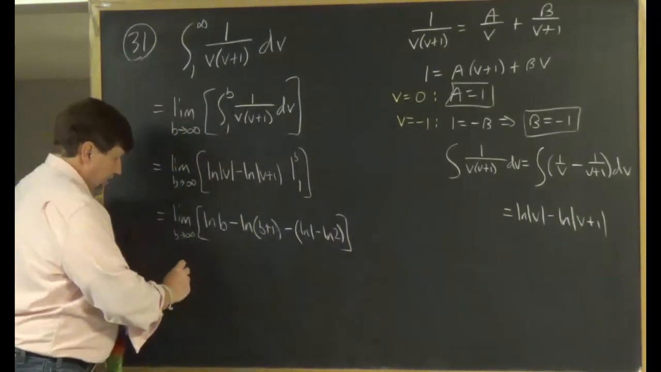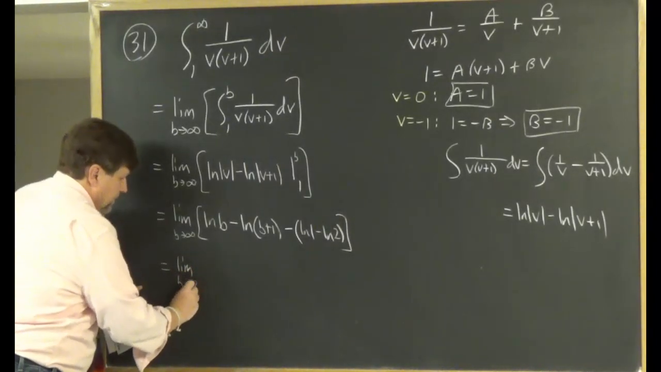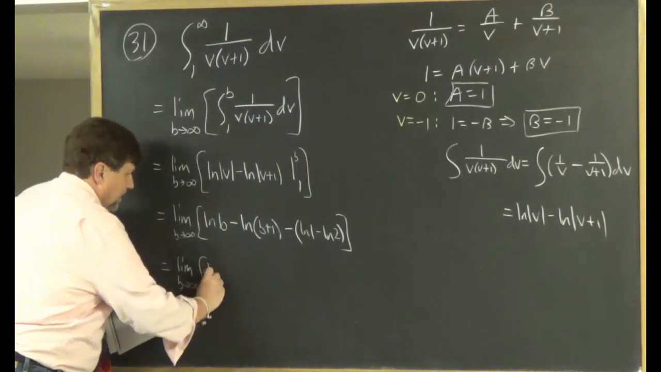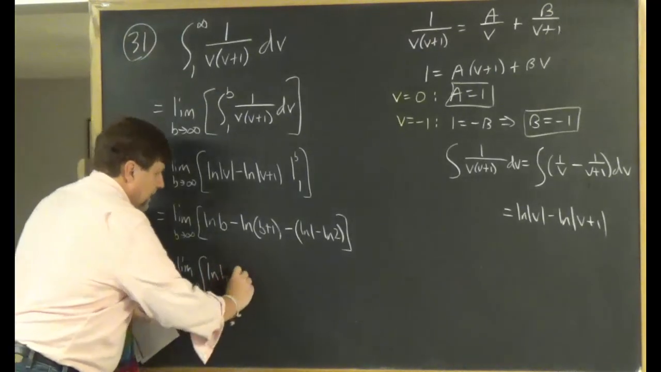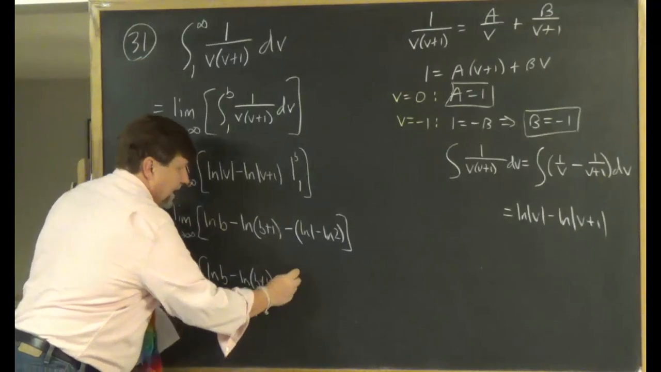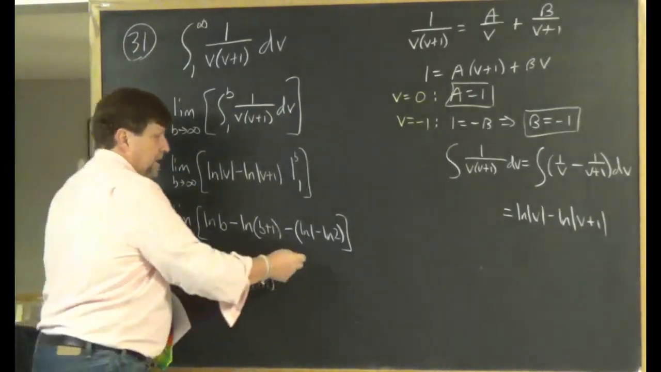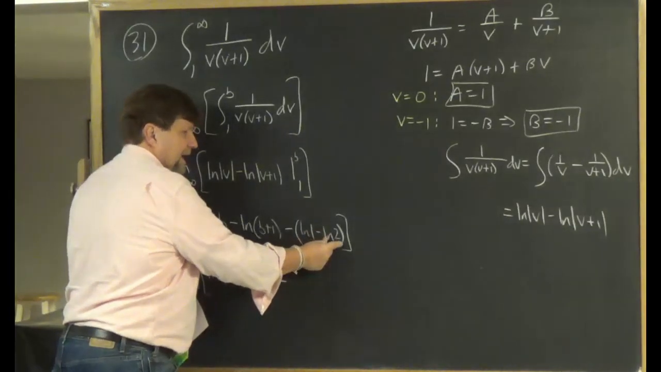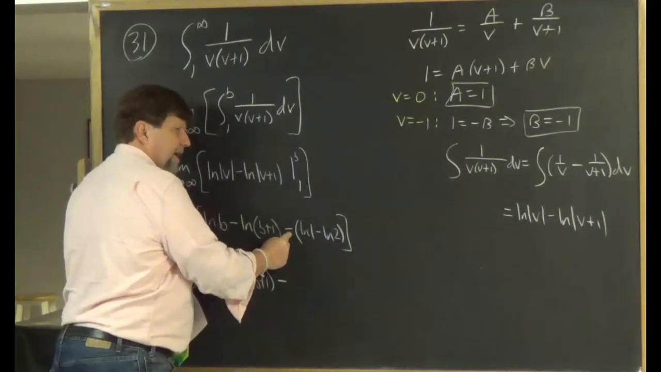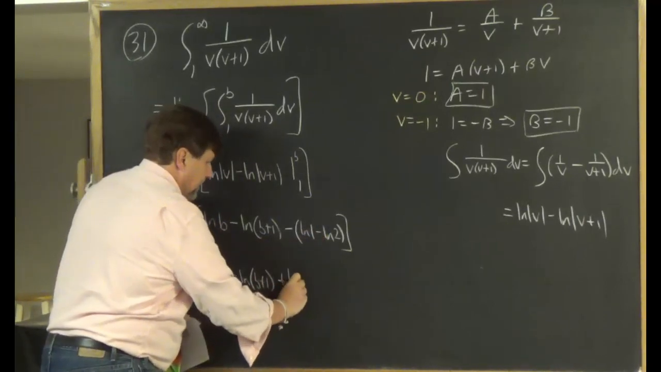I'm just going to clean this up a little bit. We have the limit as b goes to infinity of ln b minus ln of b plus 1 minus the natural log of 1, which is 0. So it's 0 minus ln 2. So minus negative ln 2, so that's plus ln 2.